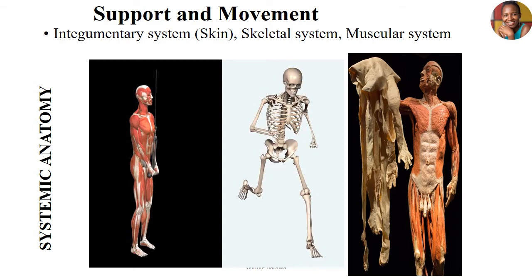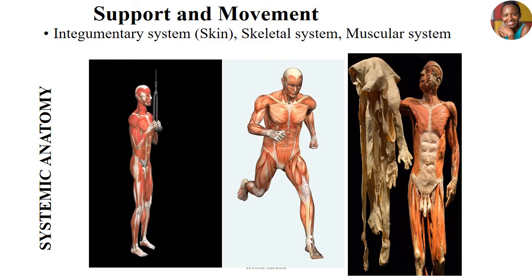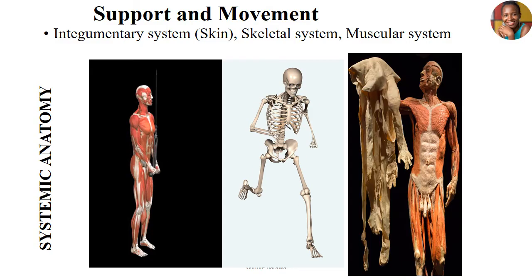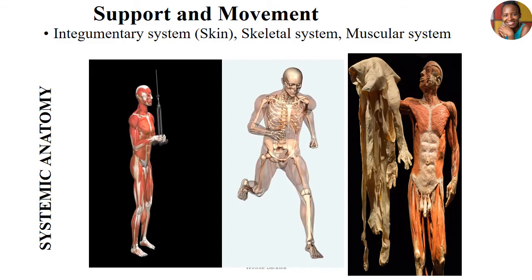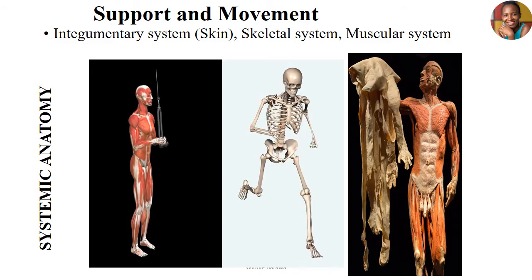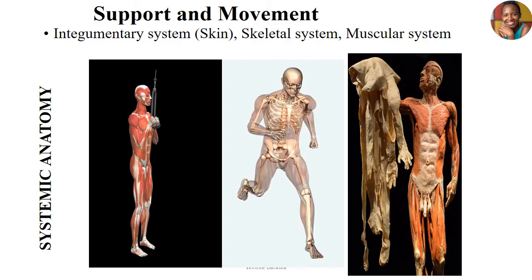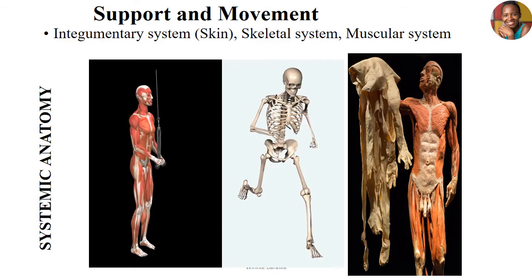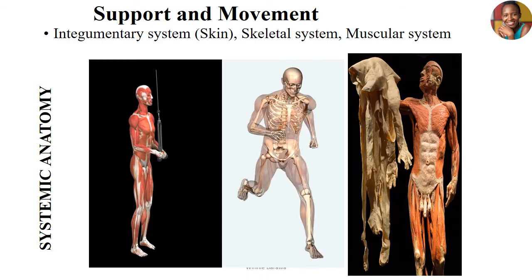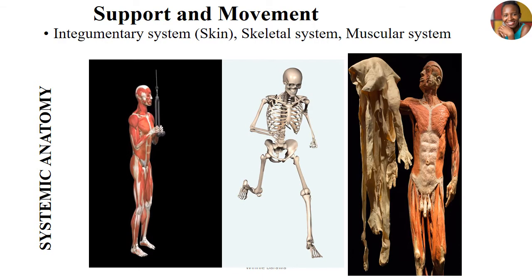So, studying anatomy, we said, can be done using different approaches: the regional, the systemic, and the surface anatomy. So let's use the systemic anatomy so that we can highlight the different systems in our body and the major categorization that they are put in.